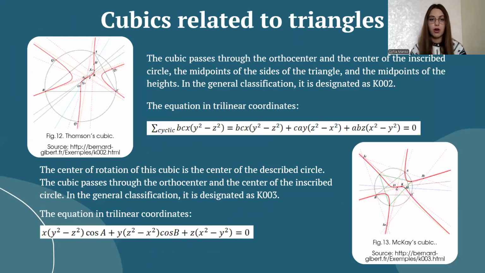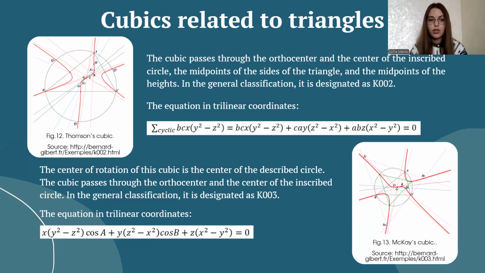Also, I want to say about cubics related to triangles in the world-known classifications. For example, in figure 12, it's a Thomson cubic. It's a cubic which can pass through the orthocenter and the center of the inscribed circle, the midpoints of the sides of the triangle, and the midpoints of the heights. In the general classification, it is designated as K002. And also you can see the equations in triangular coordinates.